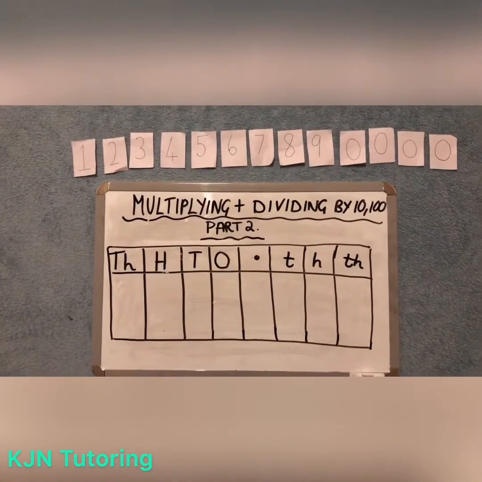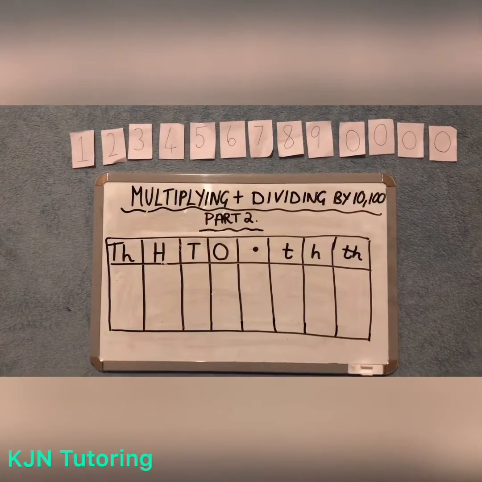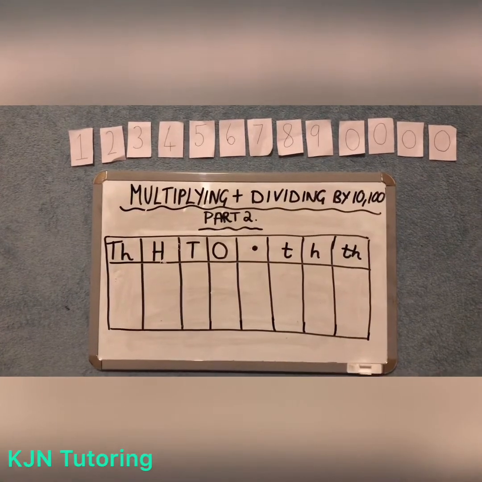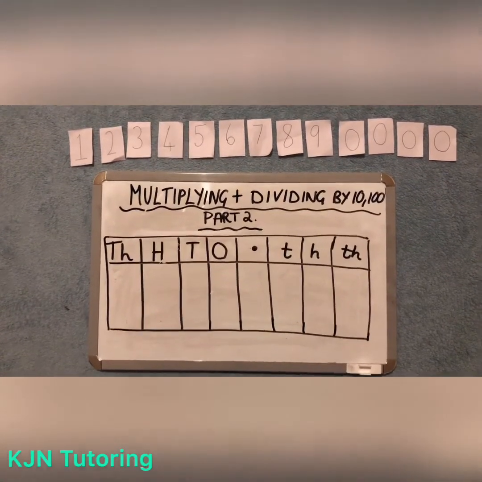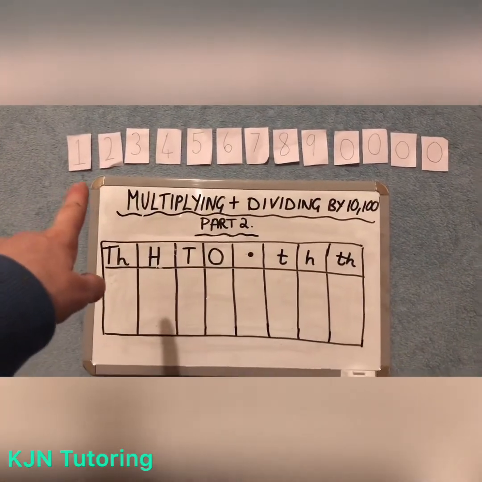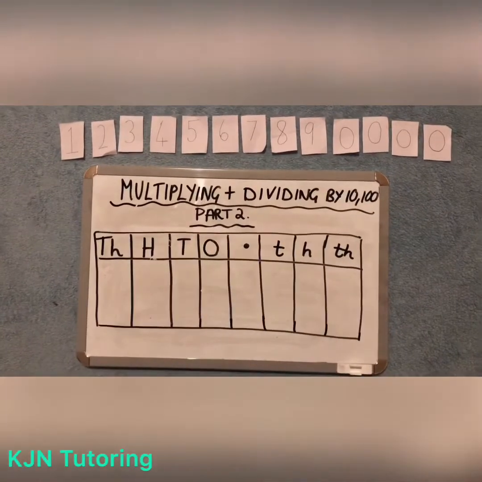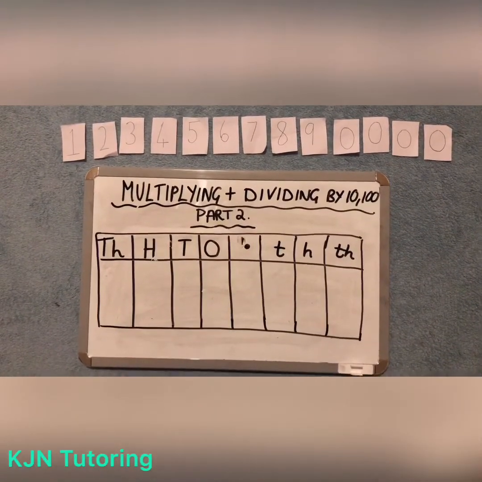If you don't have your own digit cards, then you can make your own using a piece of paper. Cut the piece of paper up into small squares, and on each of the squares write one digit separately, 1 all the way to 9, and then some zeros, which are also known as placeholders.